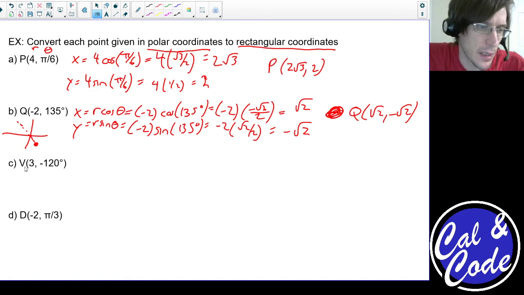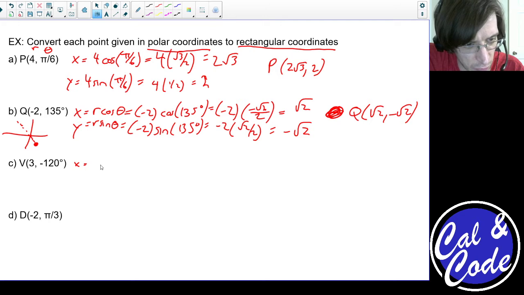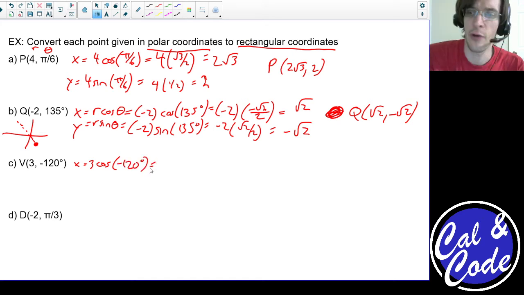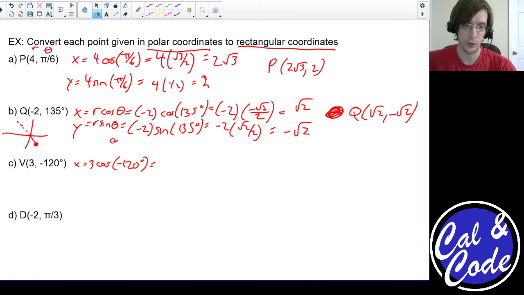All right, v is 3 comma negative 120. X is going to equal 3 cosine of negative 120 degrees. If you have a hard time knowing the cosine of negative 120 degrees, you could always get a coterminal angle. So that would be 240 degrees in this case by adding 360.